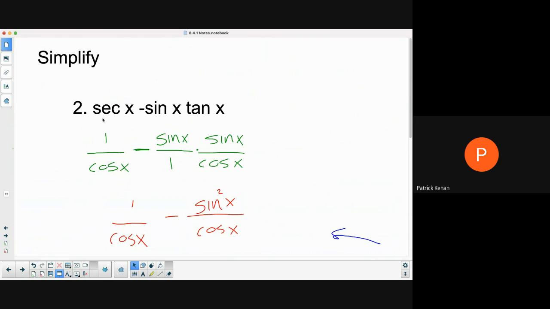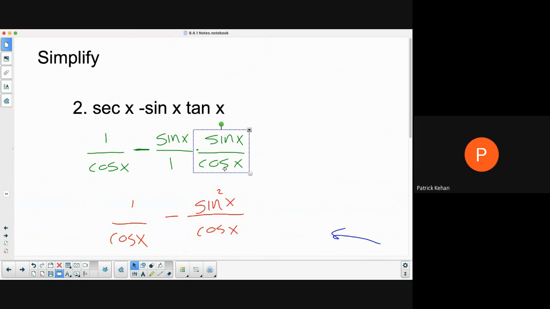So secant x becomes 1 over cosine x minus sine x is sine x. I express it as a fraction when I write it. And then again, tangent x, if you're converting to sines and cosines, don't convert this to 1 over cotangent. It's not going to help. Convert it to sine x over cosine x.